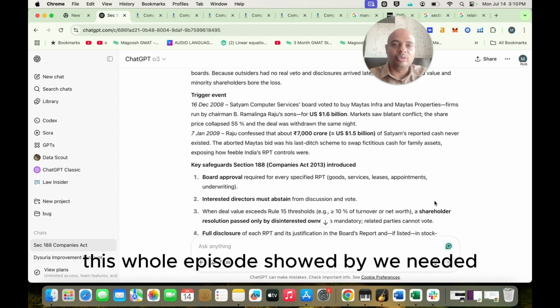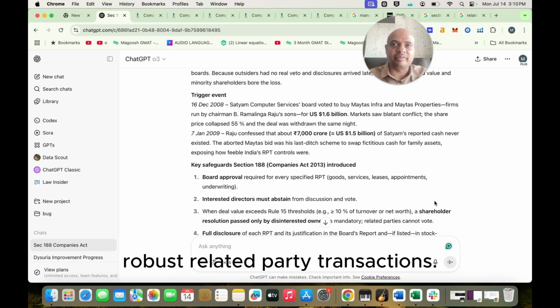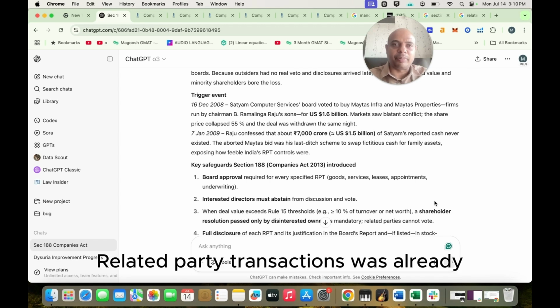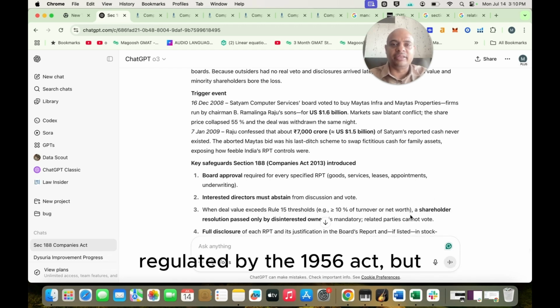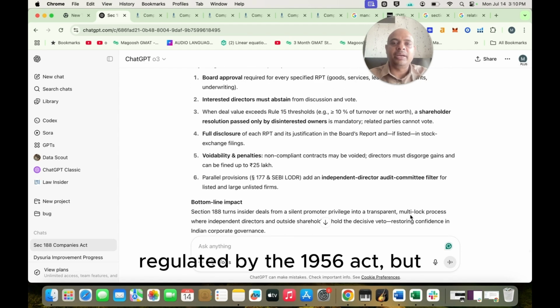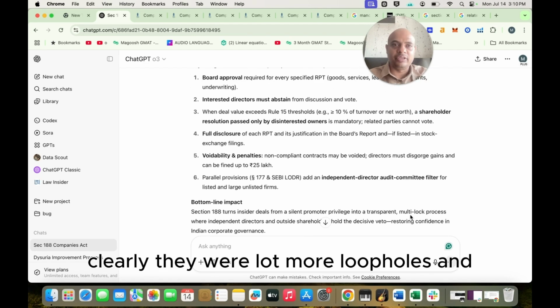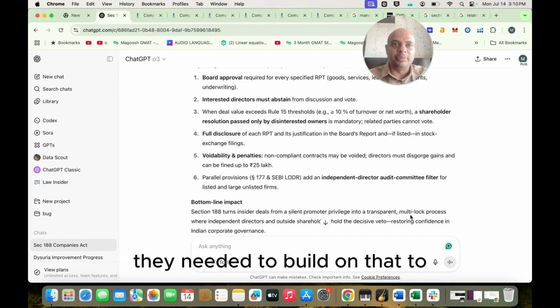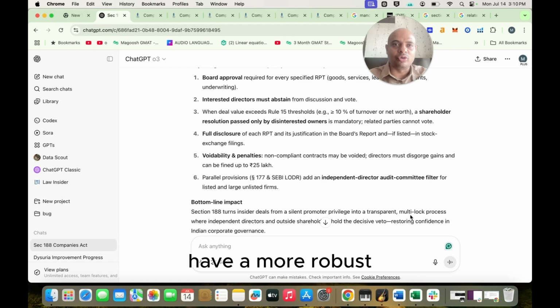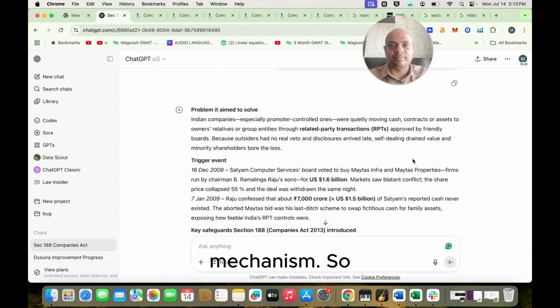But this whole episode showed why we needed robust related party transaction rules. Related party transactions were already regulated by the 1956 Act, but clearly there were a lot more loopholes, and they needed to build on that to have a more robust mechanism.